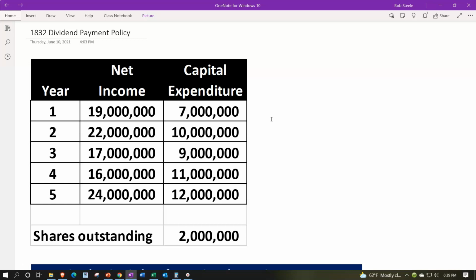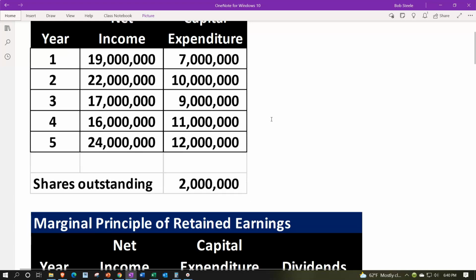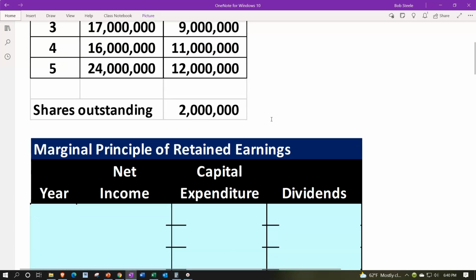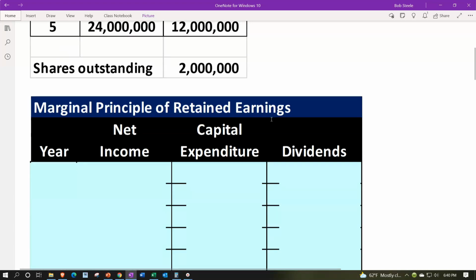It will depend on the corporation and what the owners want, and that could change from industry to industry, corporation to corporation, depending on where they are in the life cycle. So let's go on down. We've got the shares outstanding at 2 million. We have the marginal principle of retained earnings.